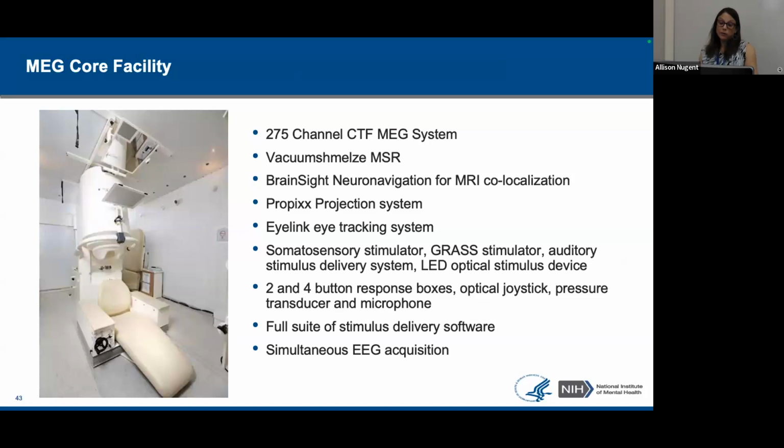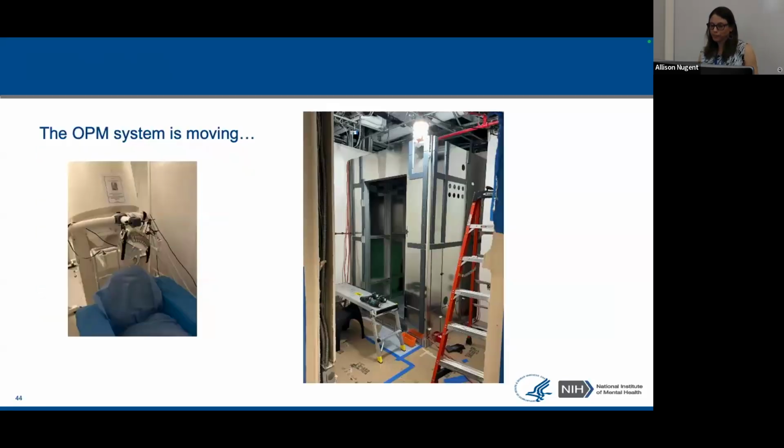We have a 275 channel CTF system in a shielded room. We have a full array of state-of-the-art stimulus delivery and stimulus response systems, as well as an eye tracking system. We use a BrainSight neuronavigation unit to co-register the MEG to the MRI. We're also capable of doing simultaneous EEG acquisition.